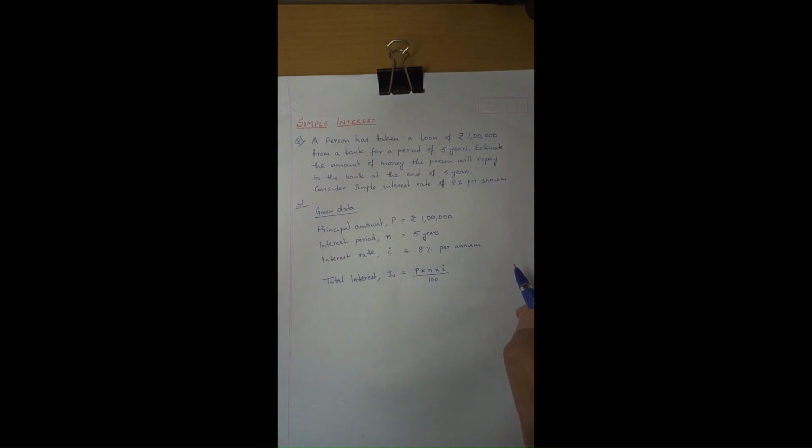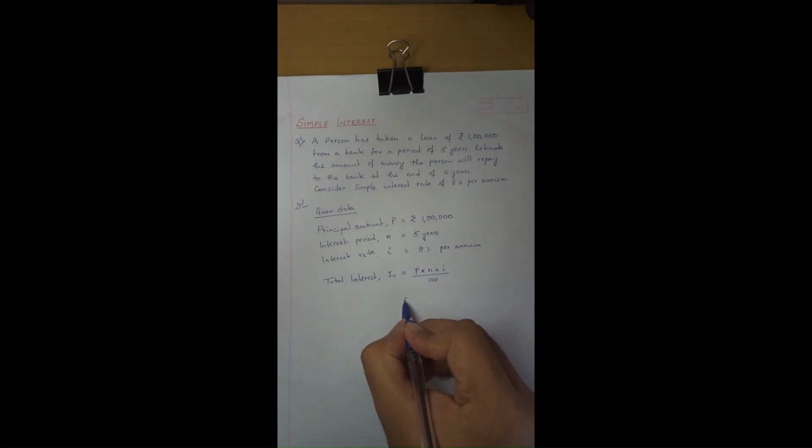Here we need to keep in mind that the rate of interest I is in percentage. If it's not in percentage, for example, if it is in decimals, then this particular 100 we need not represent, because here we are converting the percentage into decimal. That is the reason I am writing it as 100. So we'll substitute it into this.